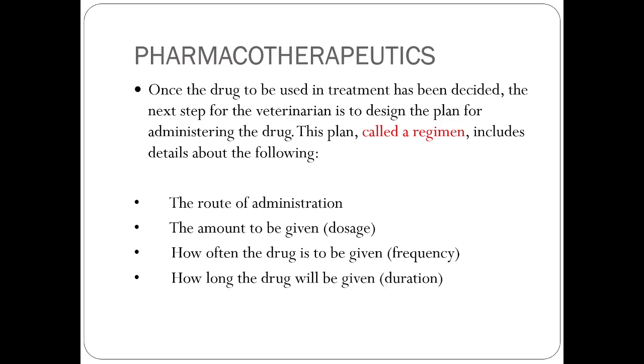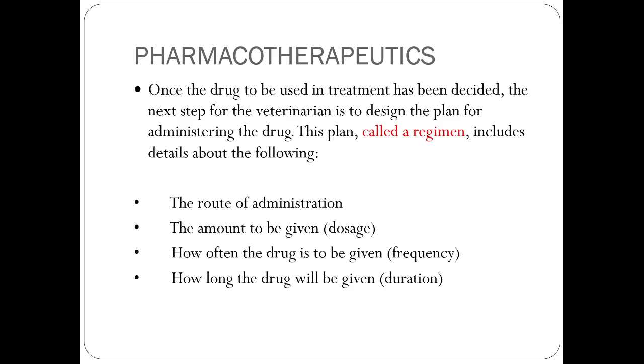Once the drug to be used in treatment has been decided, then we have a plan for administering the drug. That's called a regimen. That tells us the route of administration. Is it per os, by mouth? Is it IV? Is it IM? Is it IP? Is it transdermal?